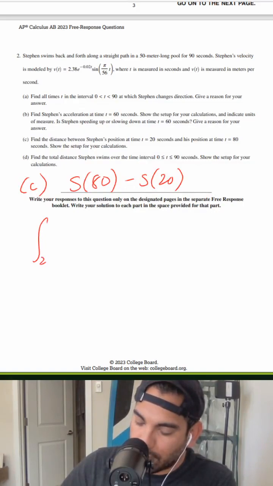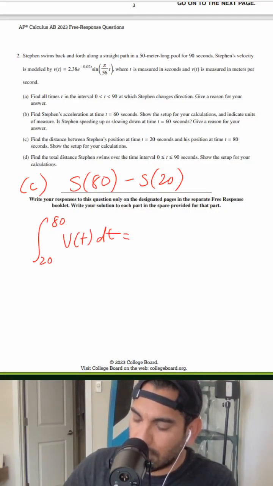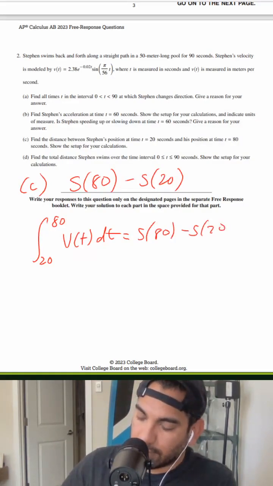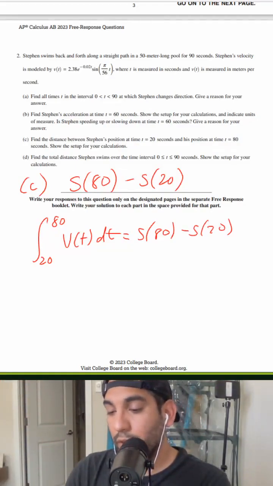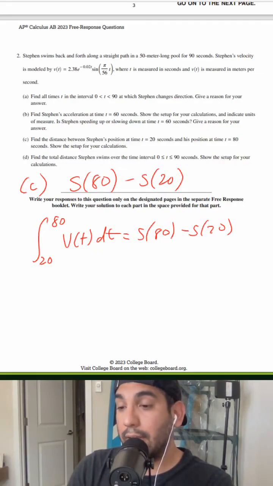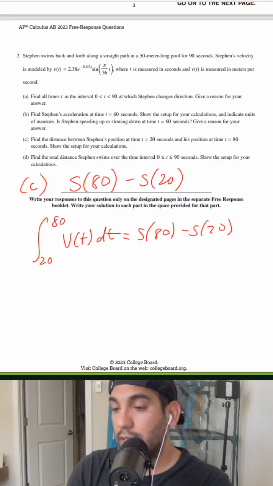Well, we're going to take the integral of the velocity function, because according to the first fundamental theorem of calculus, this is the difference between the position at 20 seconds and 80 seconds. So from there, you can just plug this into your calculator: 2.38 e to the negative 0.02 x, and then sine of pi over 56 x.